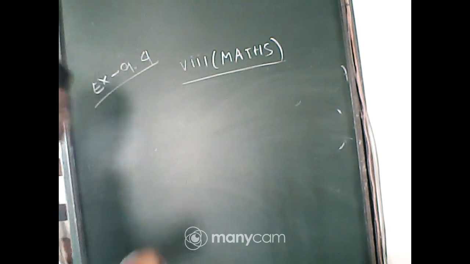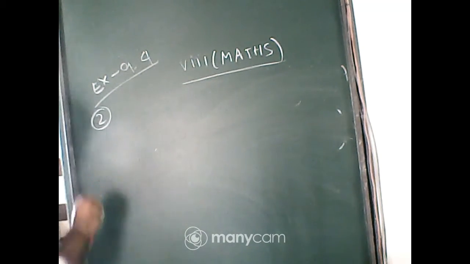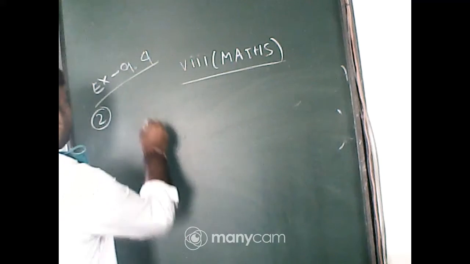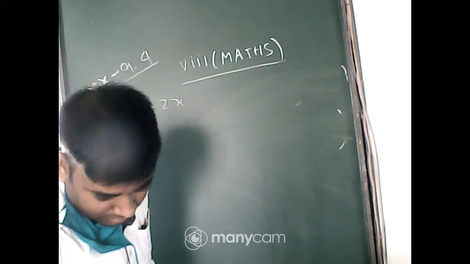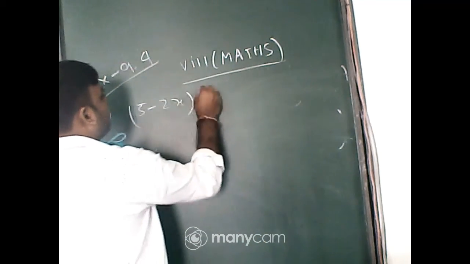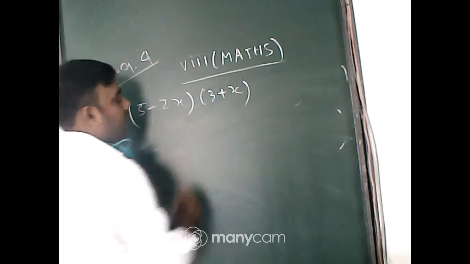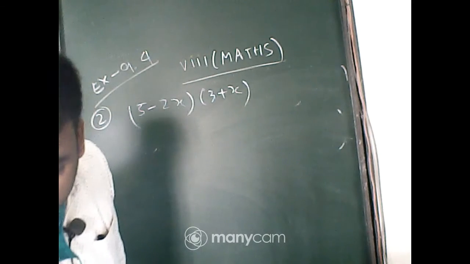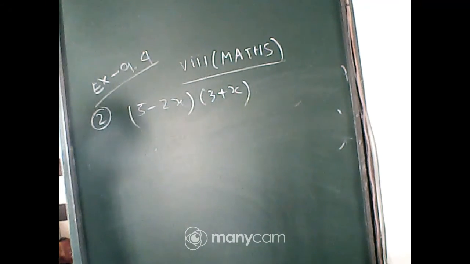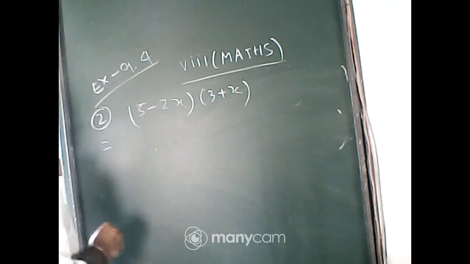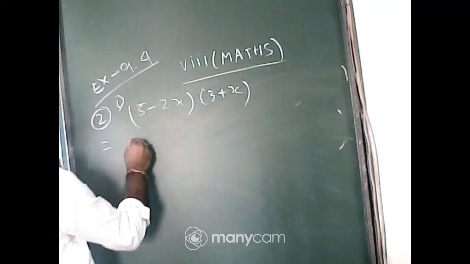Find the product, question number 2. Find the product of 5 minus 2x into 3 plus x. Do it quickly. It's very easy. So we'll do in the same manner. That is question number 1.